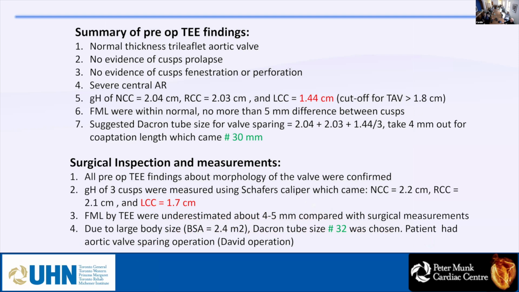So this was my finding, and this is the surgical finding. It means except the left coronary cusp, very close to the surgical finding. The surgeon measured it, it is not even a millimeter difference. So very accurate measurement. For the left cusp, I measured 1.44, and the surgeon measured 1.7, and we know. So my measurement came that the Dacron should be 30, and the surgeon put 32. So one size bigger or smaller doesn't make a big difference.